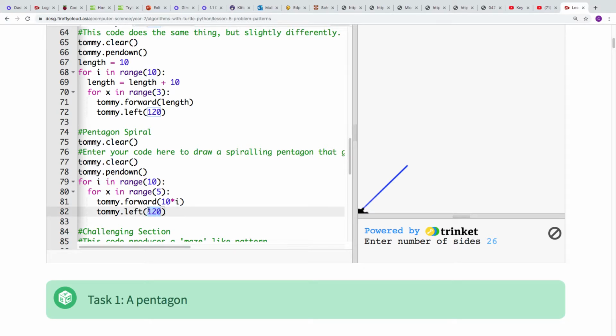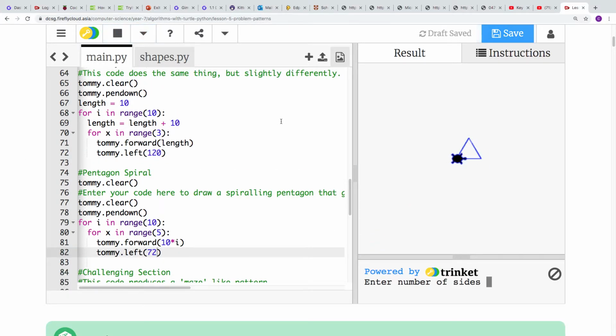But the triangle was 120. What do we need here for the Pentagon? We worked it out earlier. 72. Nice one. So let's try that. What's the number of sides? 161. It's just going to look like a circle, and it's going to go off the page for about 15 minutes. So the more number of sides, the bigger it is. Yes, correct. And it will take a long time.